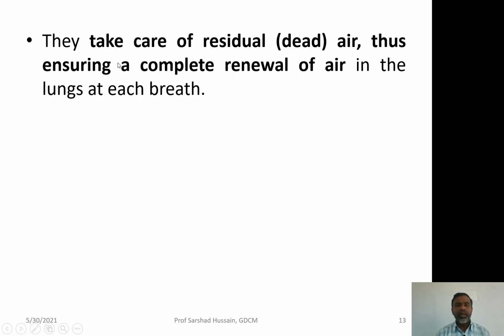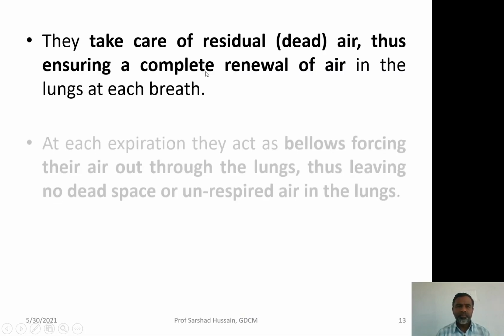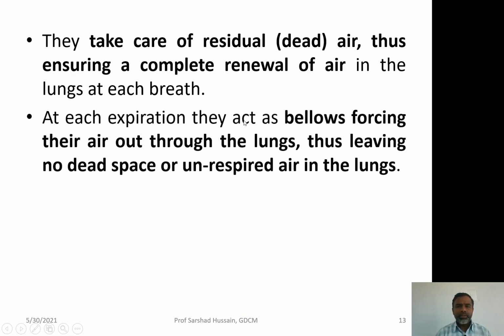This is a compensation to the birds for having good energy during the flight, because for getting the energy you require the oxygen, and the more fresh oxygen inside the lungs, the more will be the respiratory rate. At each expiration, they act as a bellows, forcing their air out through the lungs.